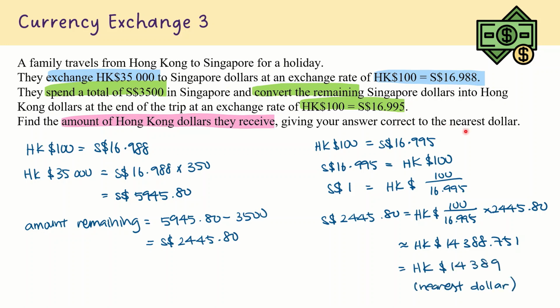The question did also mention that it's going to be in nearest dollar. Therefore, despite me giving the answer up to 3 decimal places for my intermediate step, I will still round it off to the nearest whole number, which gives me 14,389 Hong Kong dollars.